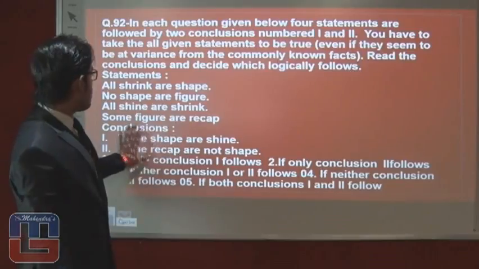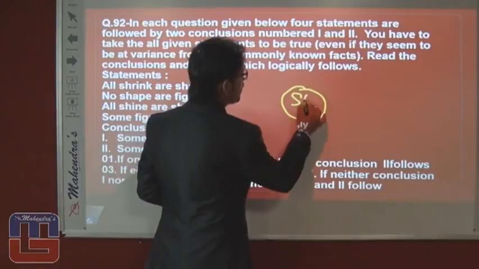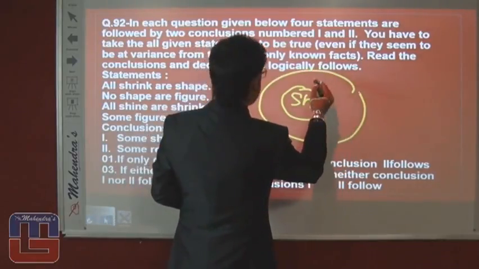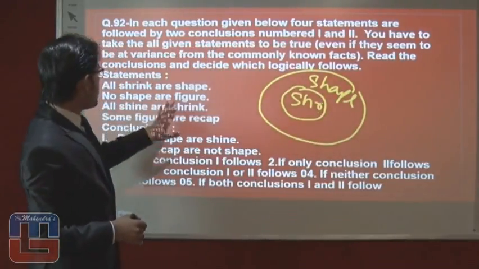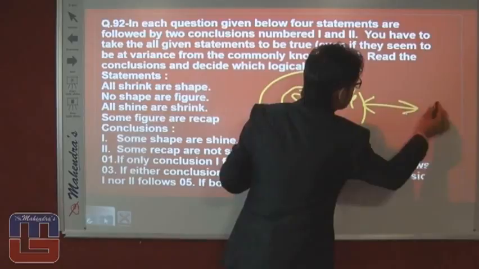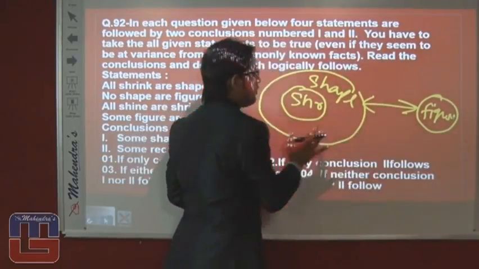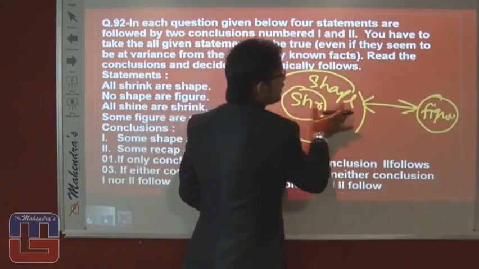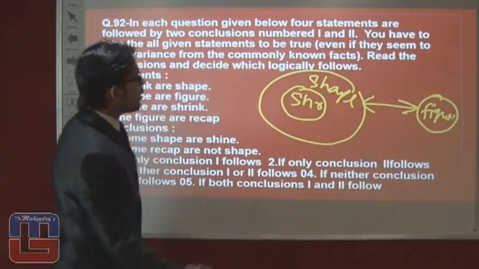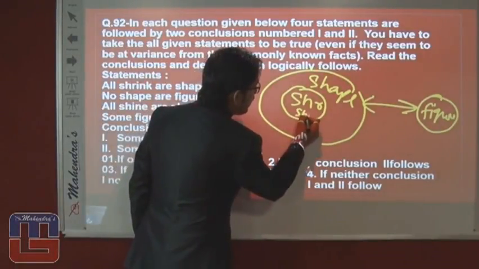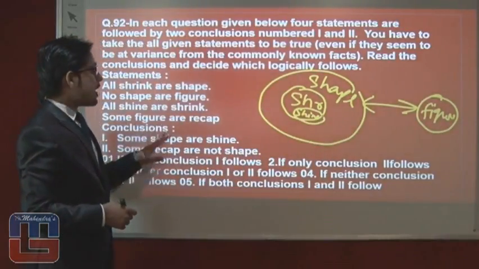In this question, examiner wants to know all strings are shaped. First statement is saying all strings are shaped. Second statement is saying no shape are figure. If no shape is figure, that's why we can easily say that all strings are not figure. Next statement is saying all shine are shrink. Next statement is saying some figure are recap.